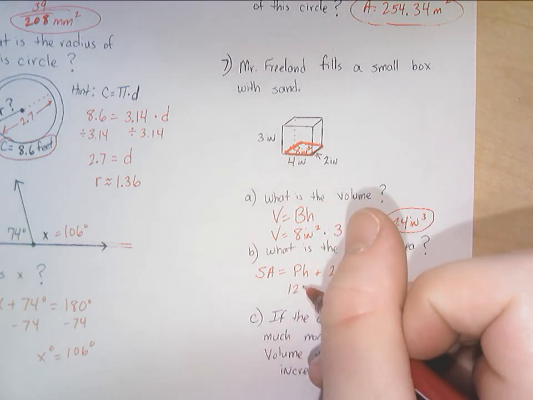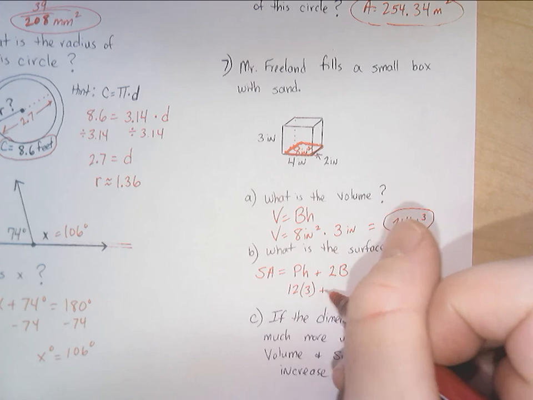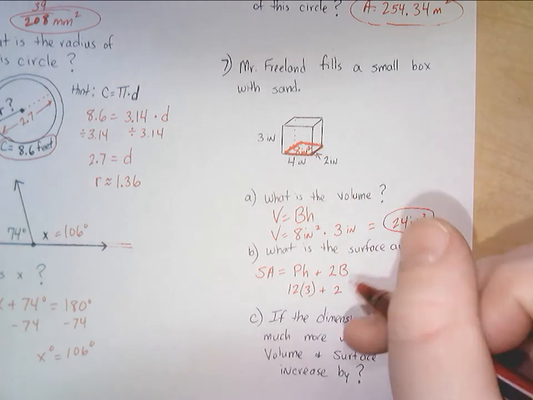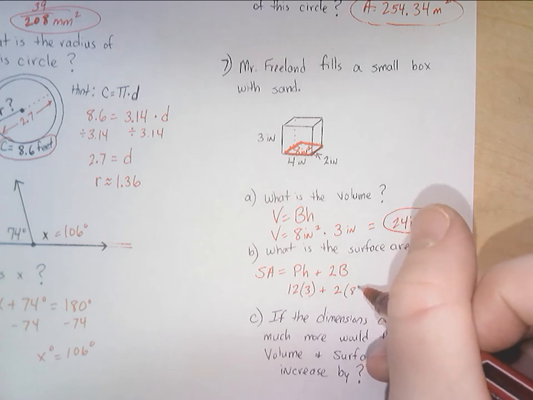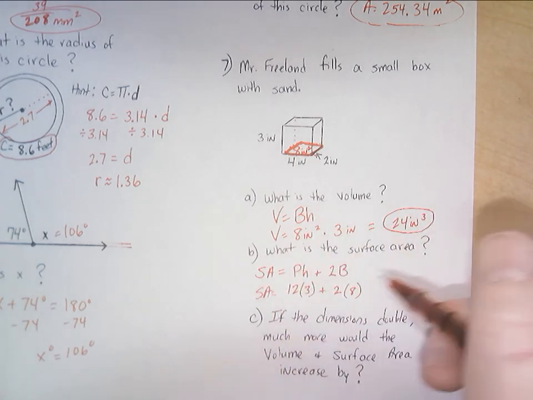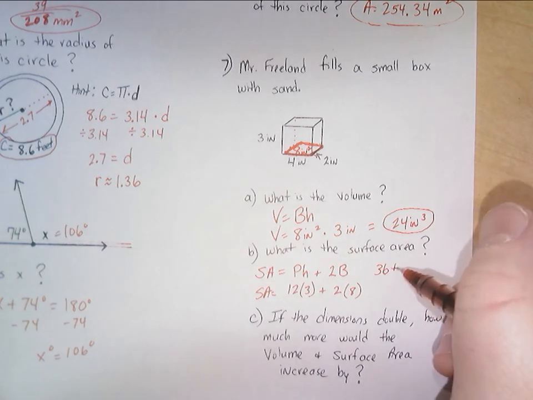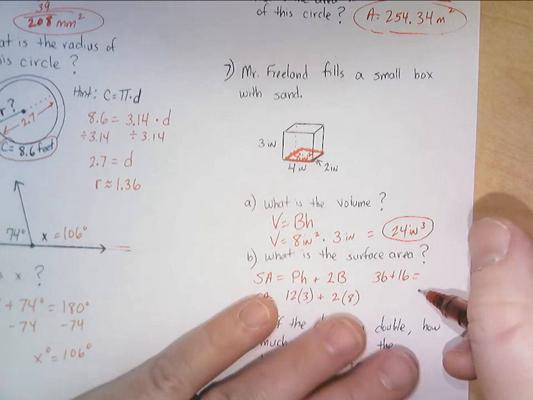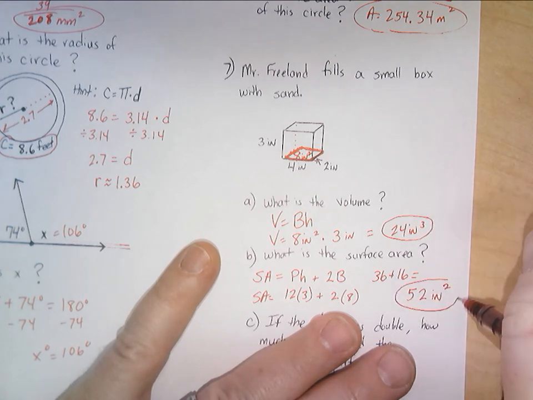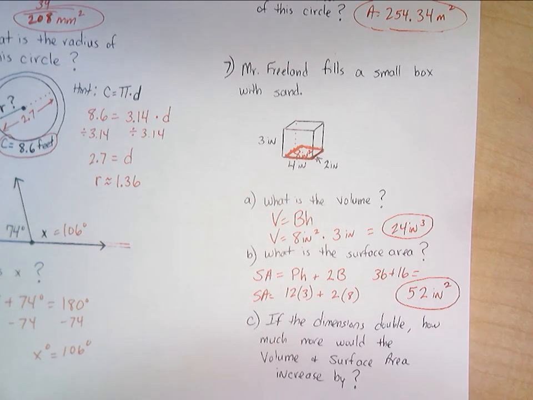So 12 times 3 plus 2 times the area of the base. Now remember, the area of the base was 8 inches squared. So 2 times 8 is going to be that part. So surface area will end up being 36 plus 16, which is equal to 52 inches squared. All right, and we're about done.